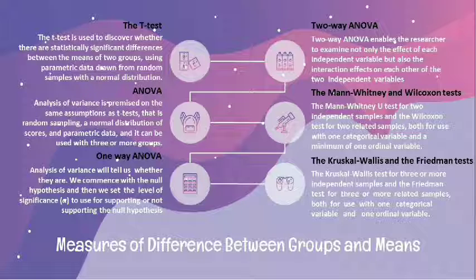Next, the Mann-Whitney test for two independent samples and the Wilcoxon test for two related samples. And next, the Kruskal-Wallis and the Friedman test. The Kruskal-Wallis test for three or more independent samples and the Friedman test for three or more related samples.